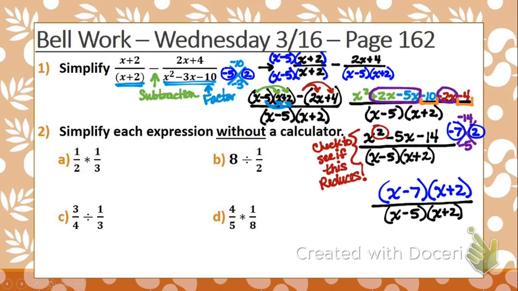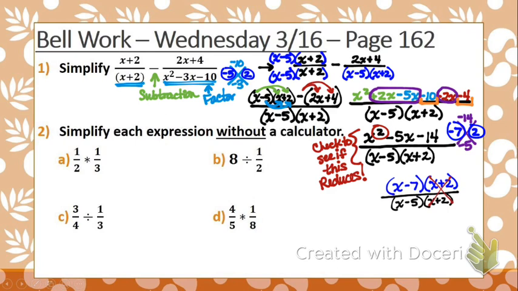Will this reduce? Yes. So what would my final fully reduced answer be? X minus 7 over x minus 5. Yes, x minus 7 over x minus 5.